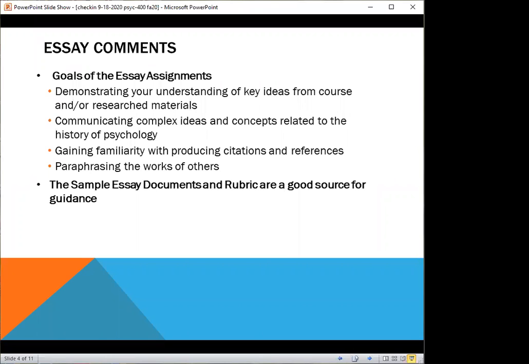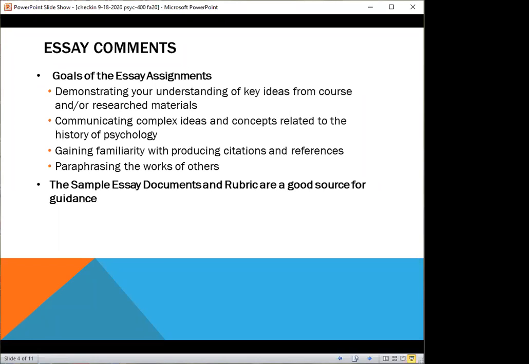I want to go over real quickly what the goals are for these essay assignments. They are part of the course to help demonstrate your understanding of many of the key ideas from the course, as well as research material. Many of you, and I applaud you, do a little bit of additional research, and that's really good as you prepare your essays. You have to demonstrate your understanding of that material, all focused on the topics we're covering for a particular unit.